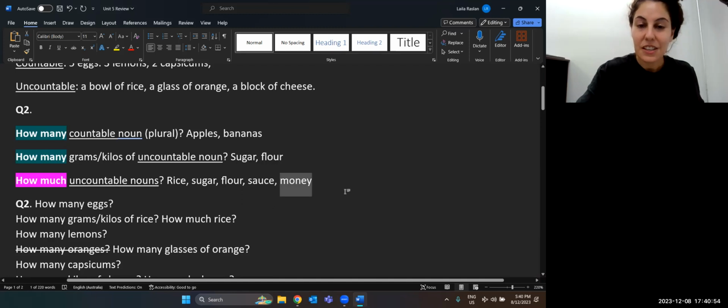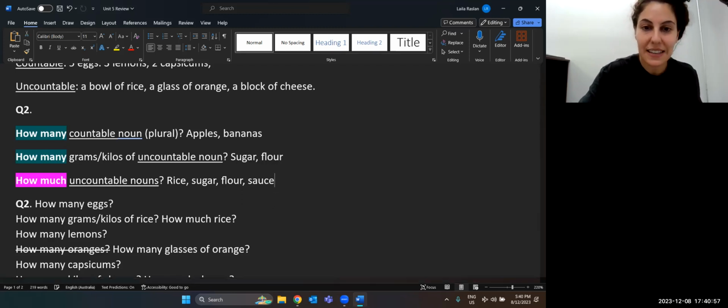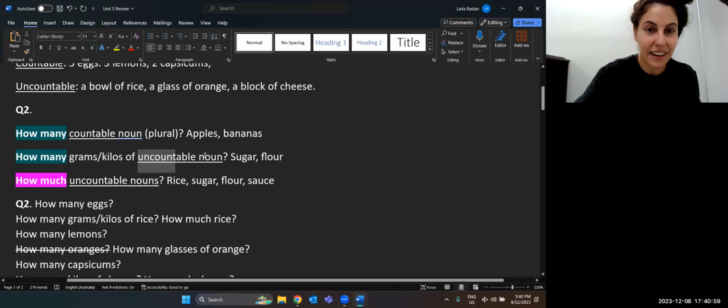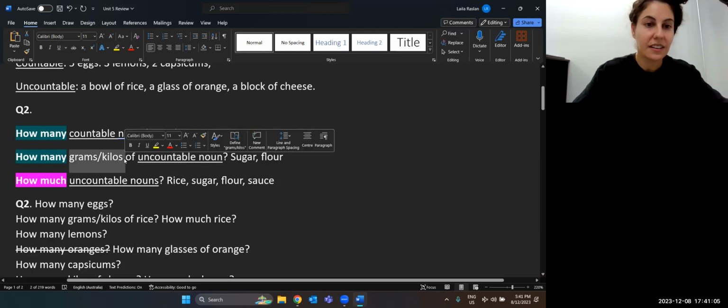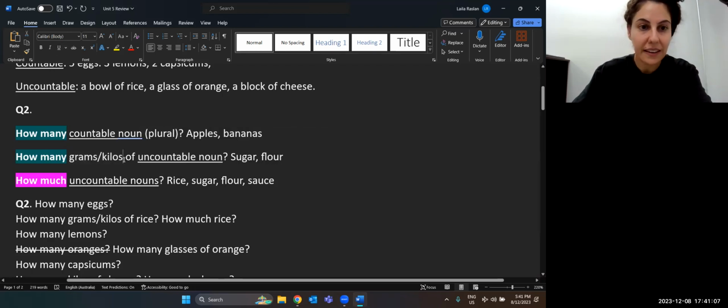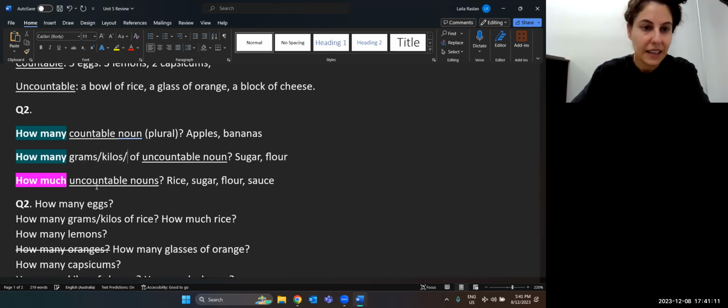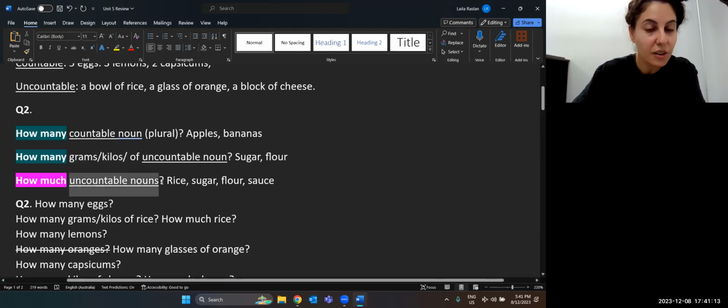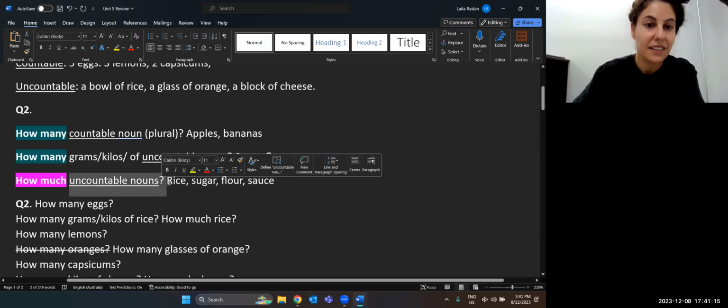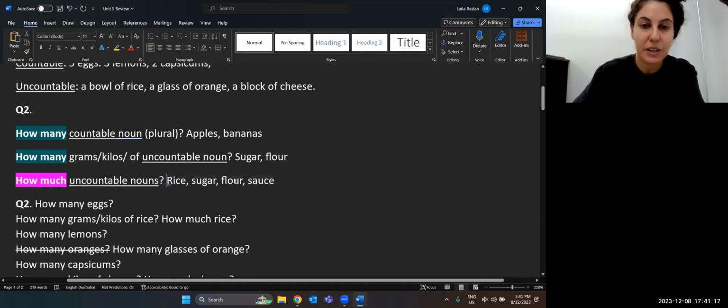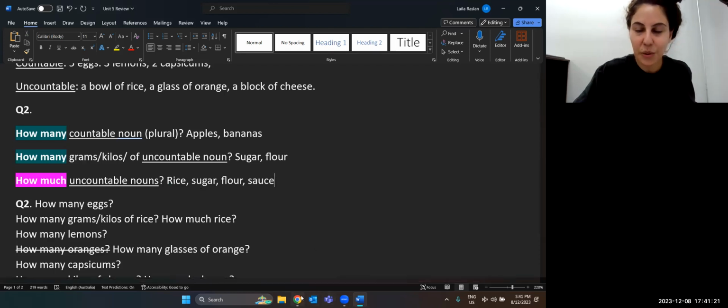So we can see that we have 2 ways for the uncountable noun. The first one, you must put how many grams, kilos, whatever. Or the second way is how much, and then you can straight away say the uncountable noun. How much rice? How much sugar? How much flour? How much sauce?